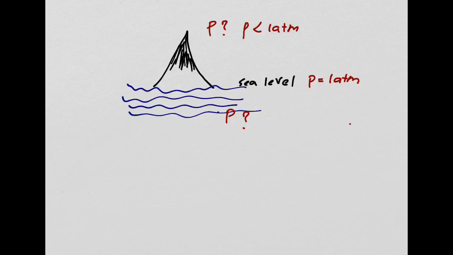Now on the opposite, when you go swimming, there's a lot of pressure on you. There are a lot of gases dissolved in water. So the pressure below the sea is actually more than 1 atm. A lot of pressure is getting exerted on you.